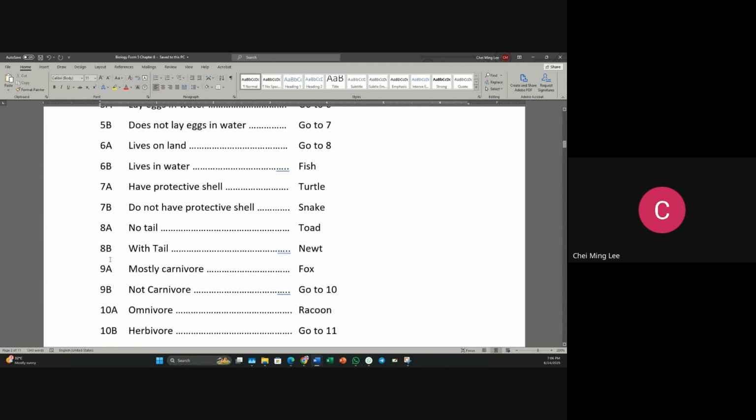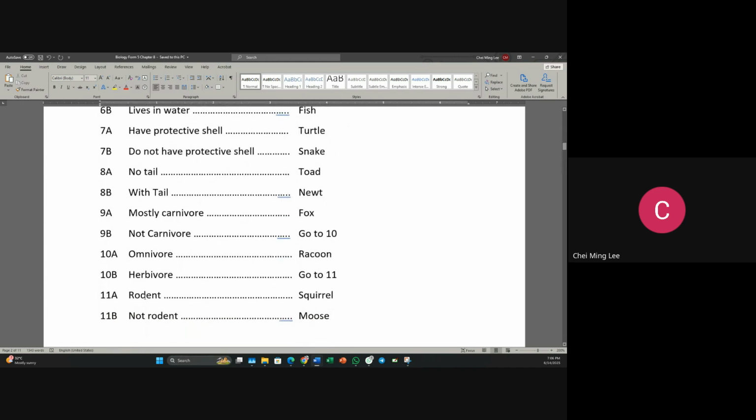So go to 9. 9A, mostly carnivore will be fox. Mostly carnivore means that it's not only carnivore. Sometimes mostly carnivore means that most of the food are meat. Then we call mostly carnivore. Okay, not carnivore go to 10. Then we have omnivore and herbivore. So omnivore is raccoon.